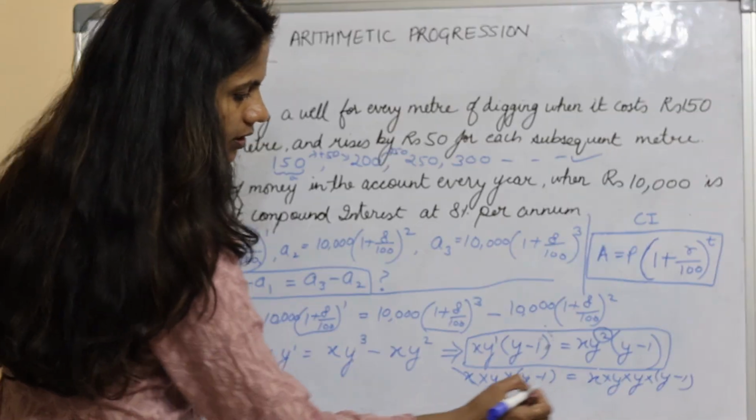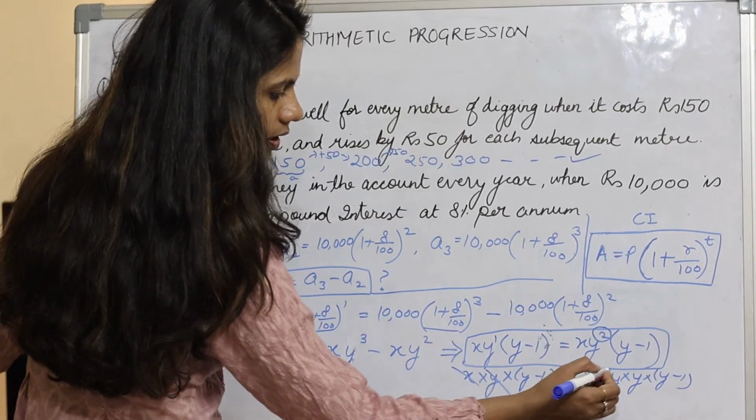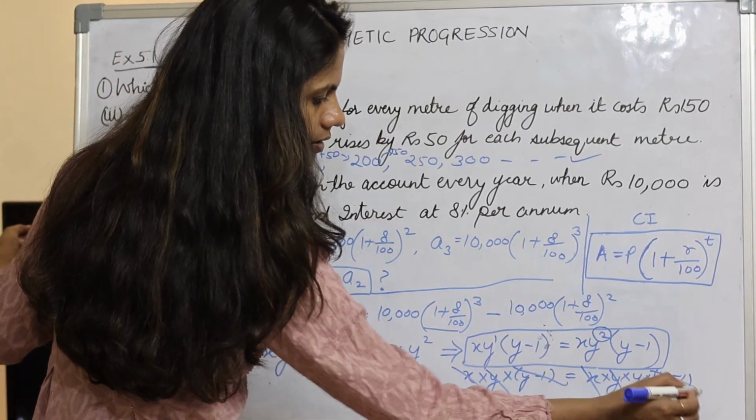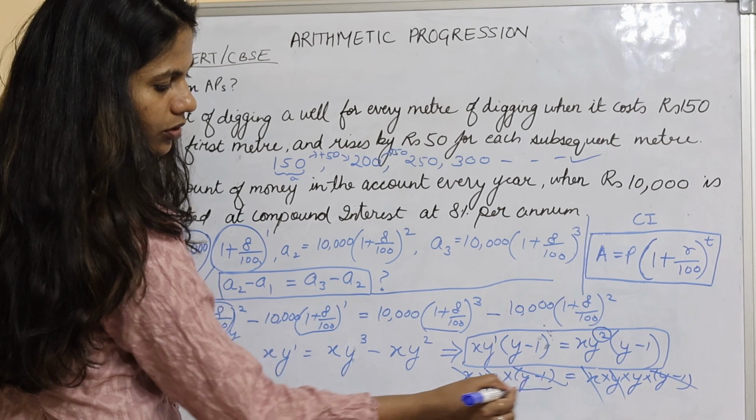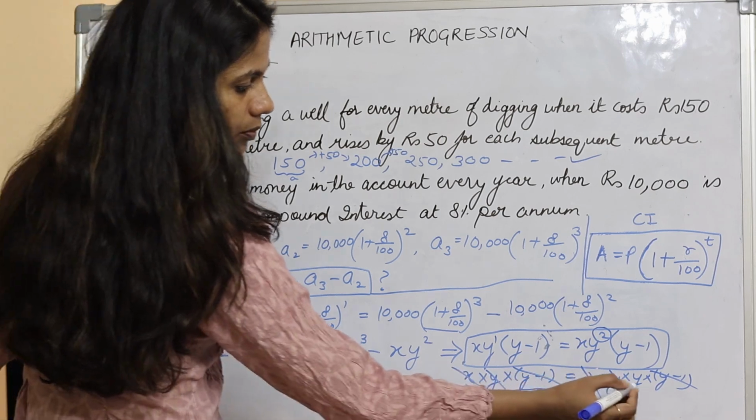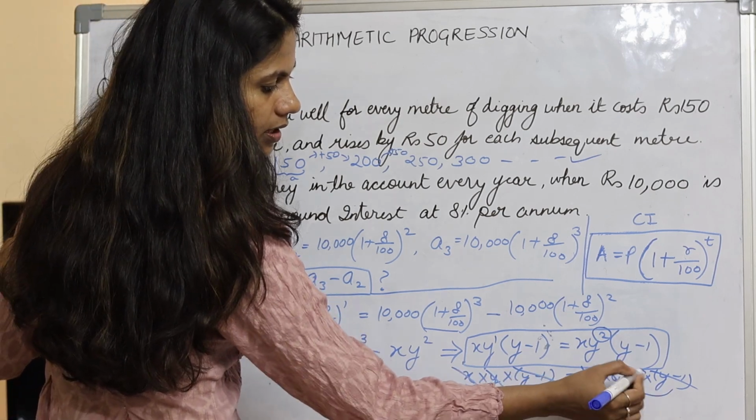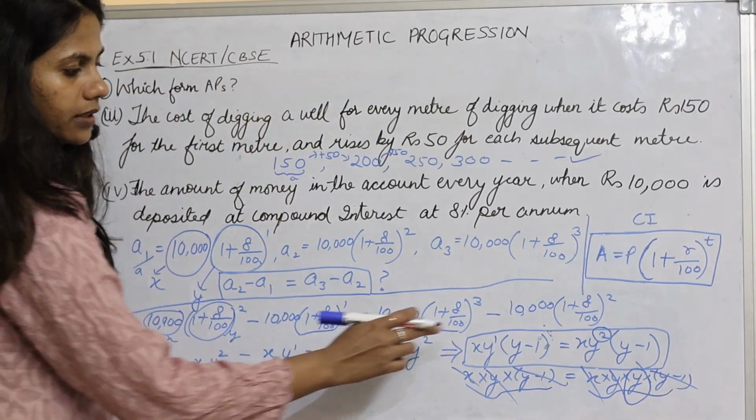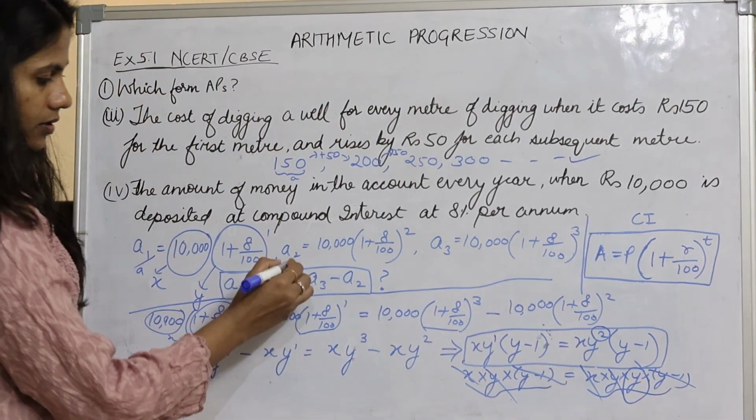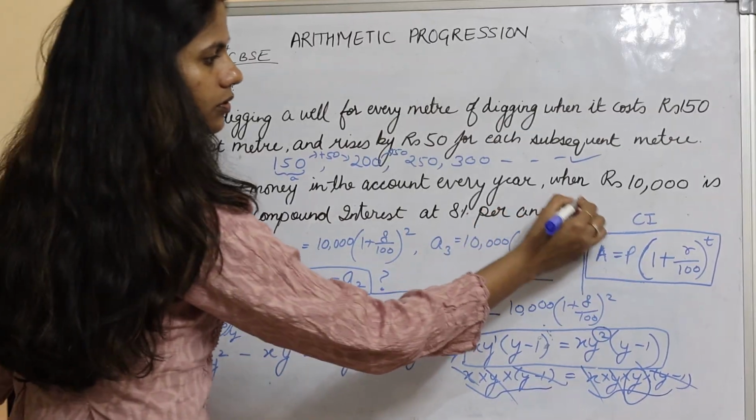So if you see, this and this will cancel out, this and this will cancel out, this and this will cancel out. But here we still have Y. So that's why this difference is not equal, so this is not an AP.